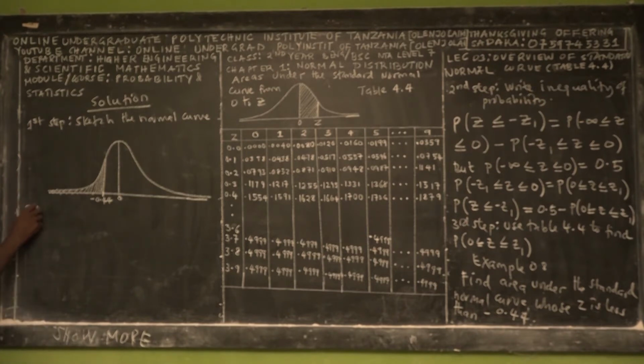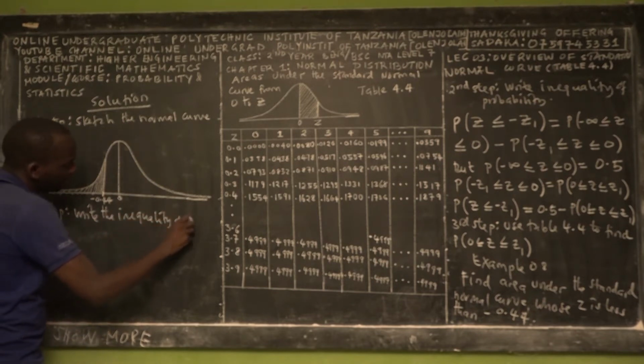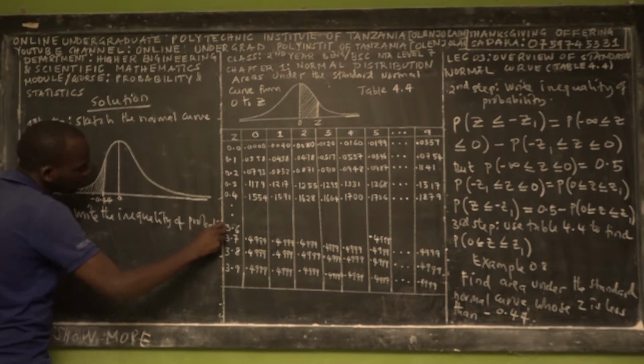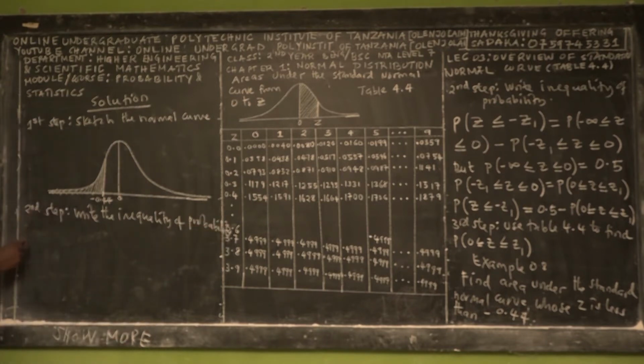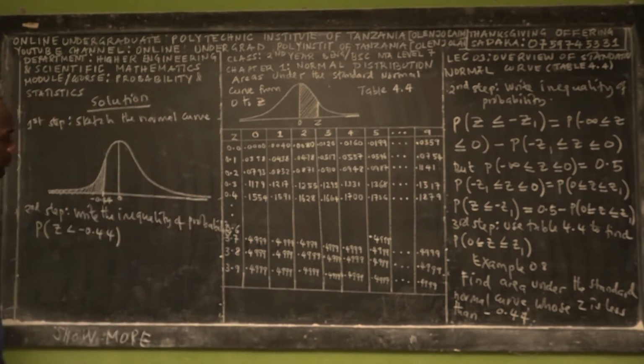So the second step, right? Inequality of probability. You have to find the probability of z less than negative 0.44. So it means that this is equivalent to a probability of what? From negative infinity to negative 0.44.